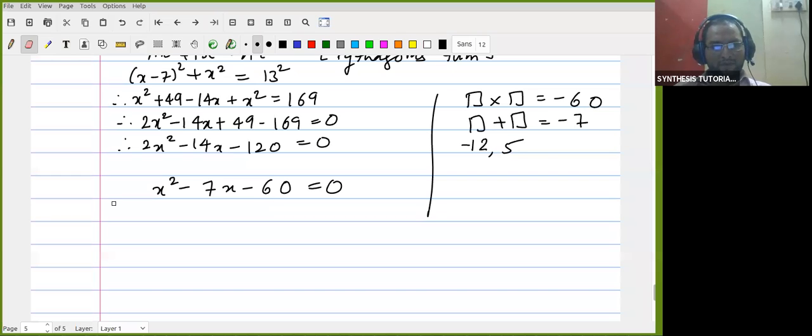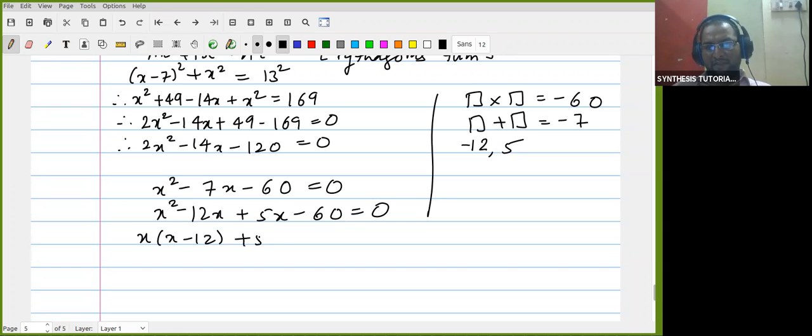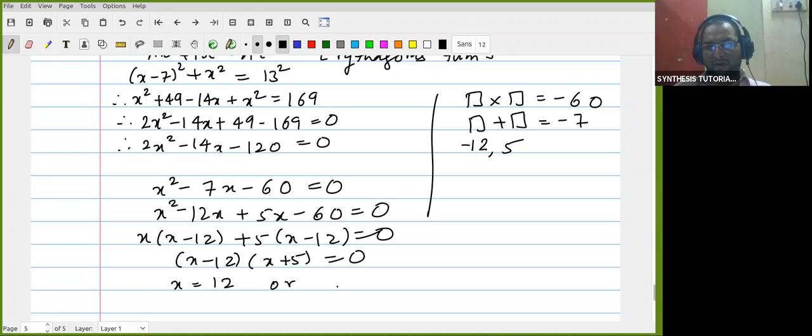Okay, so this is going to be x square minus 12x plus 5x minus 60 equal to 0. So this x is common, x minus 12 plus 5 common, x minus 12. Yes or no? So finally we will have x minus 12 into x plus 5 equal to 0. So our values are x equals to 12 or x equal to minus 5.